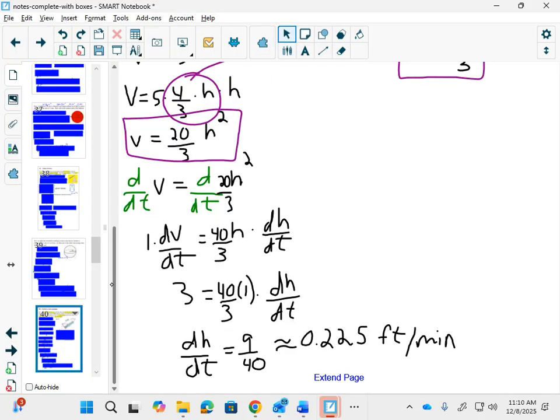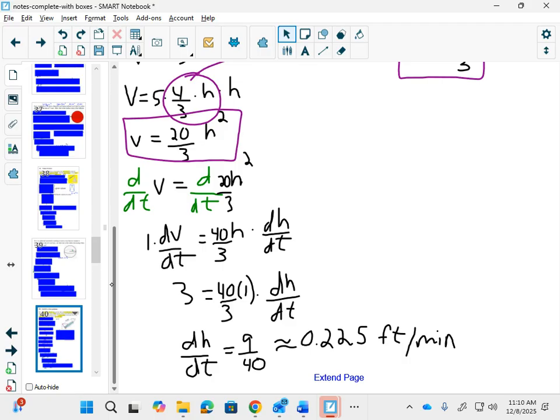And then it's just a matter of, we wanted to solve it when the height was 1, so you plug in 1, we plug in 3 for dV/dt. Type this into our calculator or leave it as a fraction. 0.225 feet per minute. Okay?